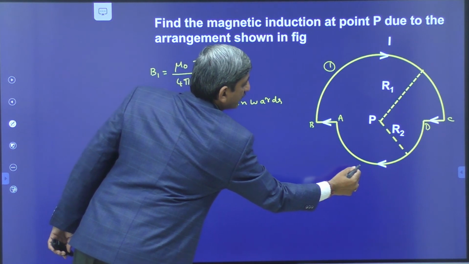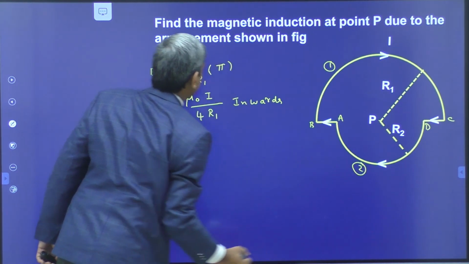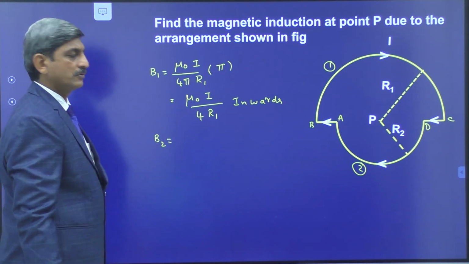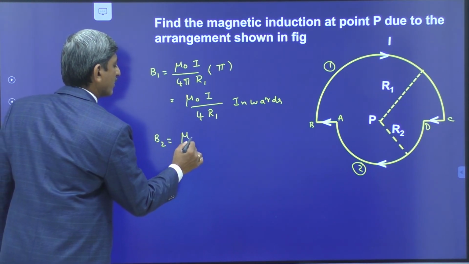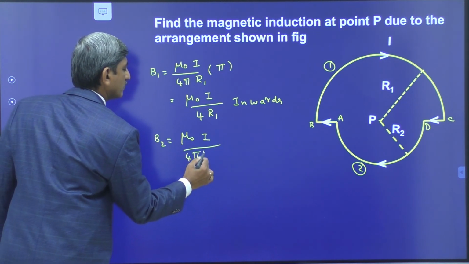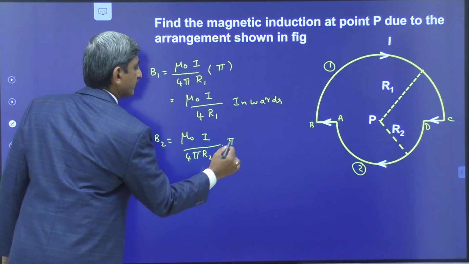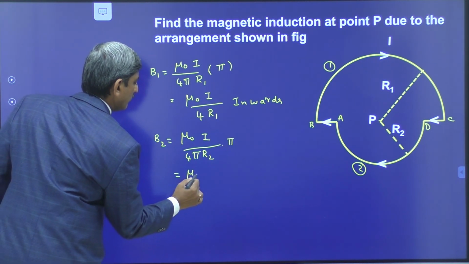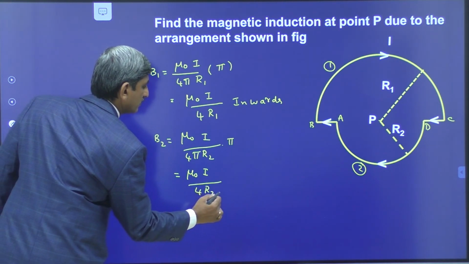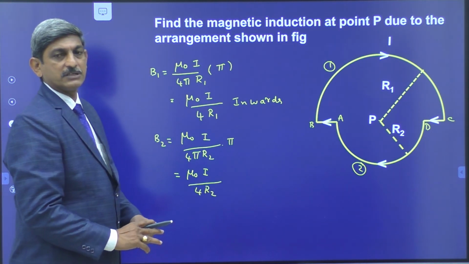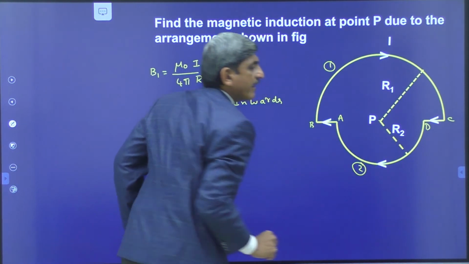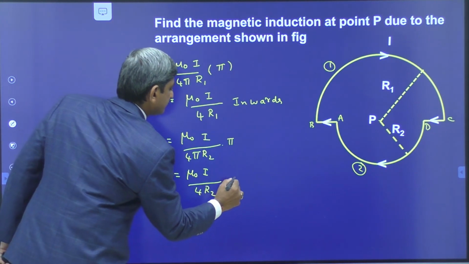Similarly, determine the magnetic field produced by the smaller arc DA, that is B2 is equal to, again the formula is saying mu naught I divided by 4 pi R2 into pi. This is equal to mu naught I divided by 4 R2. What is the direction of this one? Here, by using the right hand rule, the direction of the magnetic field is found to be inwards.